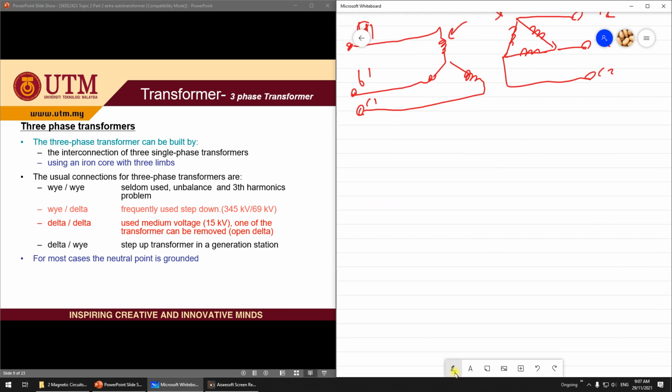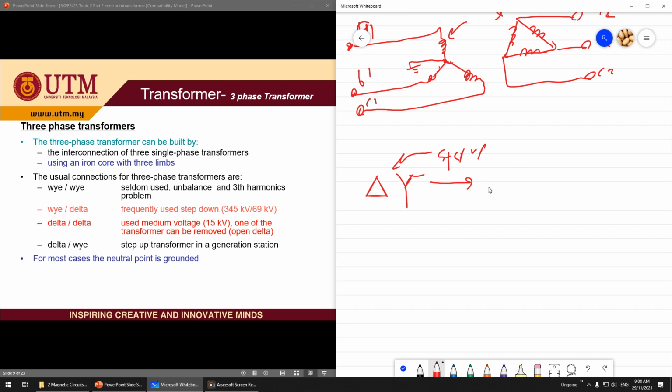One more thing: in most cases the neutral point is grounded. Usually this is for delta-star. So this is Y, or star connection, and usually this one is grounded. Make sure you know. Usually for a step up transformer, you use delta and then Y connection, and then you step up for transmission.